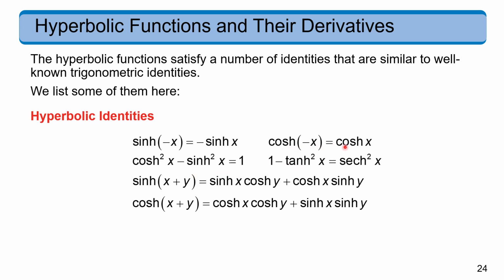Similar over here, this is very similar with the regular trig functions. It's 1 plus tangent squared equals secant squared. Here we've got a minus instead of a plus for the hyperbolic version. And then these two identities are the addition formulas. So if you remember from trig, you had a formula for sine of a sum, and then it gave you some expression like this. And you also had a formula for cosine of a sum. So here we present the hyperbolic versions of those two identities.